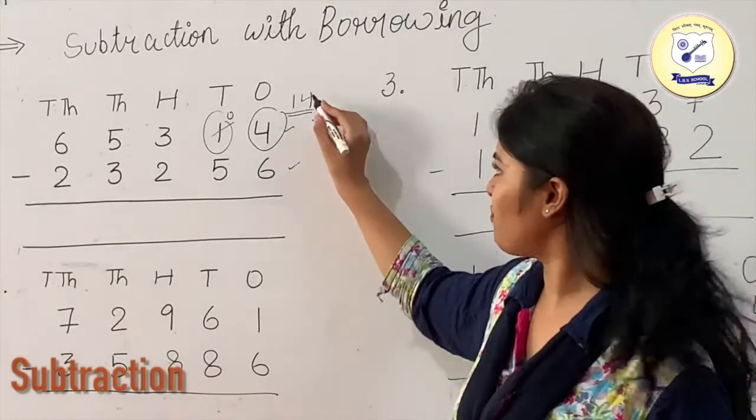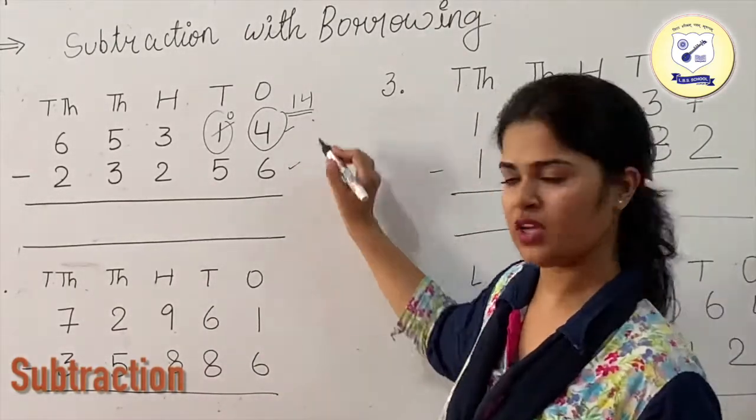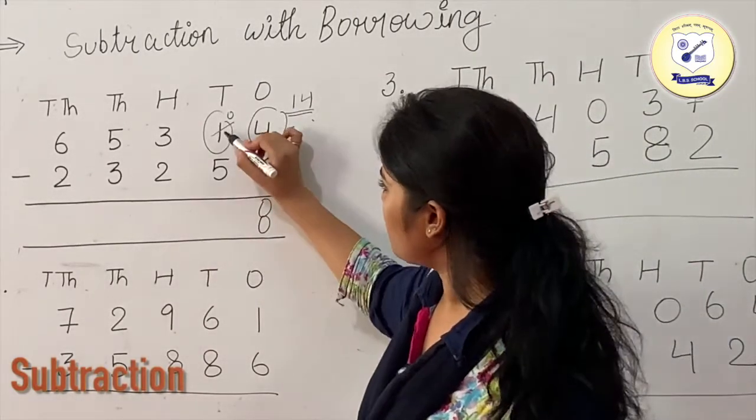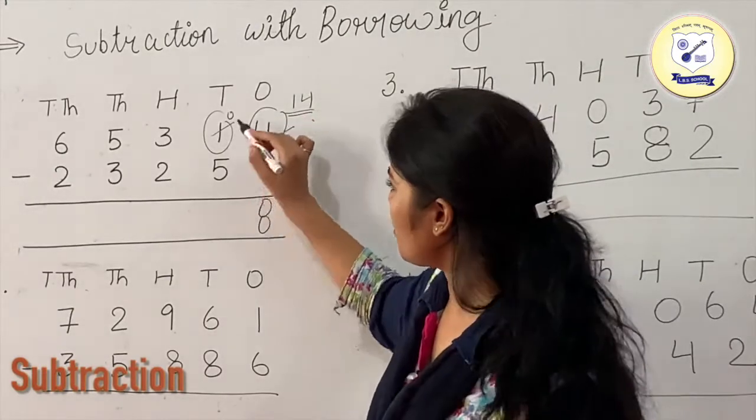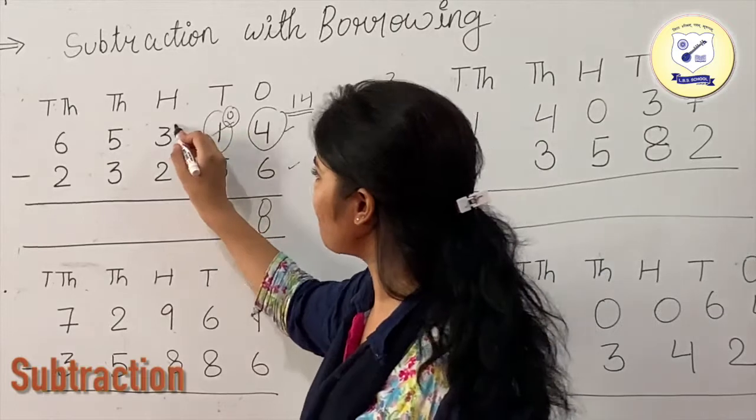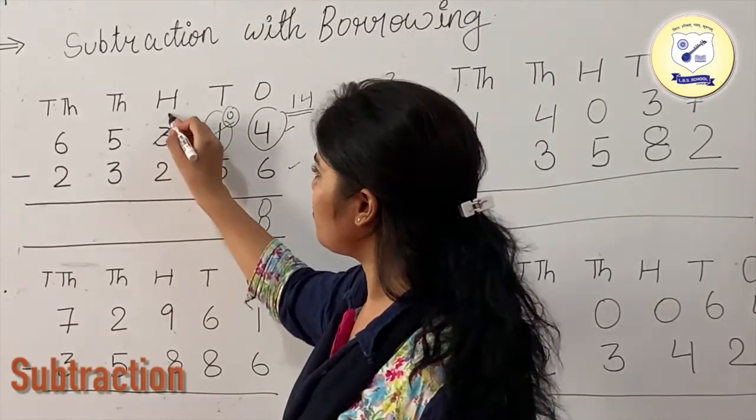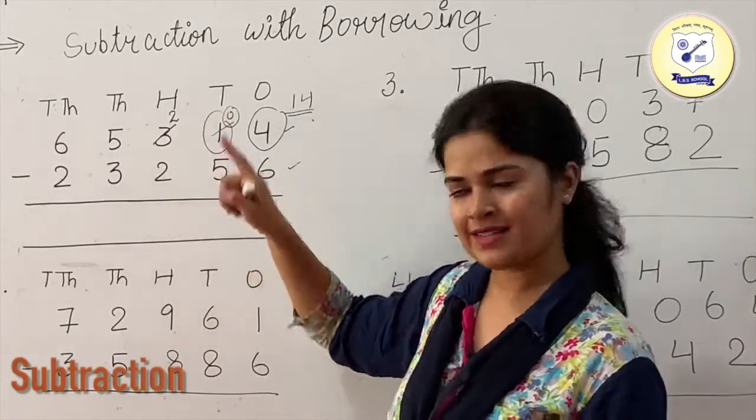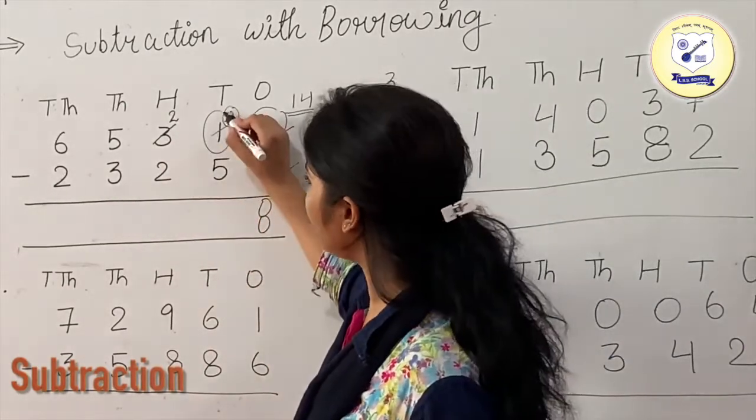Now I will subtract 6 from 14 and your answer would be 8, and this was 1 and it will become 0. So now again we have a smaller number, so we need to take carry again from the previous number. So this is your 3, and if I take 1 from it, it will become 2, and again we will put this 1 at the tens place of 0.